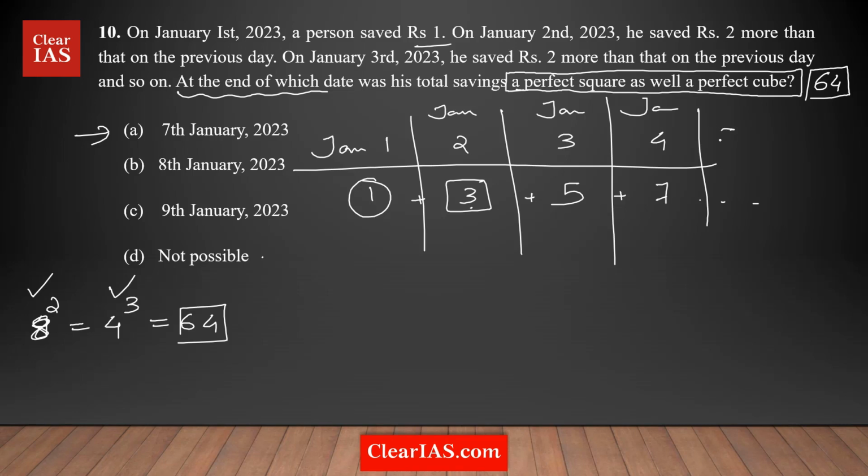So let's start with option A. I'm checking whether this is the right answer or not. On the 5th day, he's going to save 9. On the 6th day, he will be saving 11. And on the 7th day, he will be saving 13. I'm going to check whether the sum is equal to 64 or not.